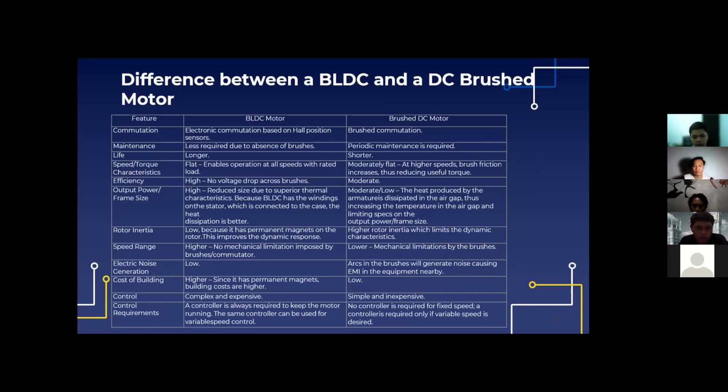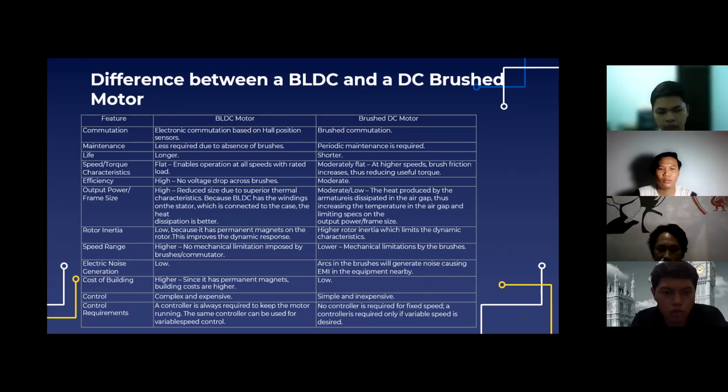Output power or frame size on the BLDC motor is high, with reduced size due to superior thermal characteristics, because the BLDC motor has the winding on the stator, which is connected to the case. The heat dissipation is better. But on the brushed DC motor it is moderate or low. The heat produced by the armature is dissipated in the air gap, thus increasing the temperature in the air gap and limiting the output or frame size.